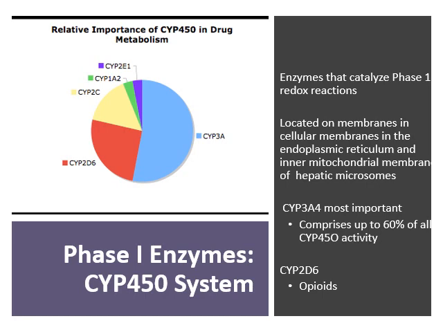And then CYP2D6 is involved in opioid metabolism. The cytochrome P450s are a superfamily of heme-containing proteins that contain several hundred distinct forms. They are located in cellular membranes in the endoplasmic reticulum and in the inner mitochondrial membrane.